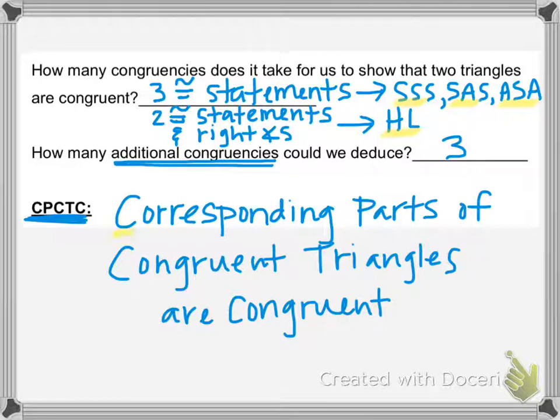Okay? Corresponding parts of congruent triangles are congruent. CPCTC, which means if I have congruent triangles, then all of their corresponding parts are going to be congruent, right? All right, so let's see how this works in some proofs. We've got 4 proofs we're going to do.